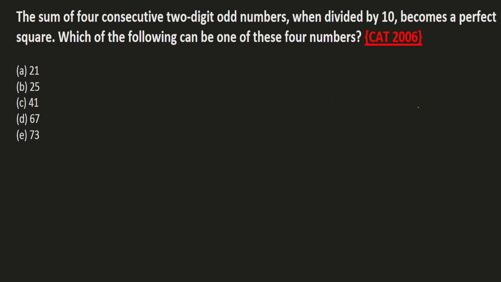Hello everyone. So we're looking into this question. This is an interesting question from the area of numbers. It's a past CAT question from 2006, a very interesting question. It says the sum of four consecutive two-digit odd numbers, when divided by 10, becomes a perfect square. Which of the following can be one of these four numbers?